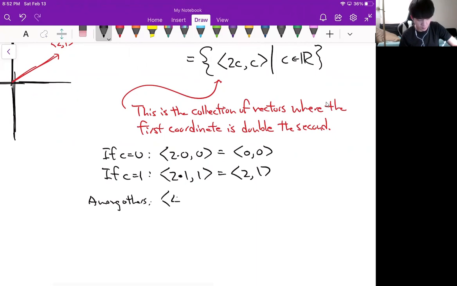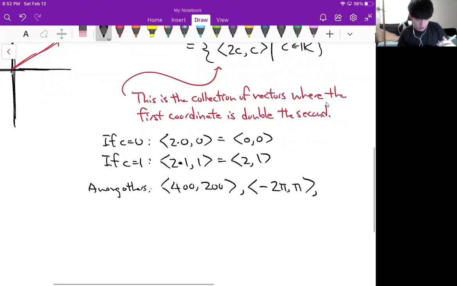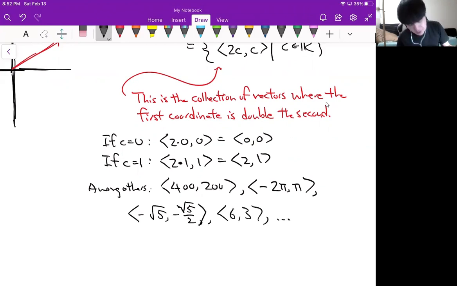Among other things, we have vectors like 400, comma 200. That's on the list because the first coordinate is double the second coordinate. 400 is double 200. You would pick c to be 200 there. I don't know, like minus 2 pi, comma pi, minus root 5, minus root 5 over 2, like 6, 3, literally anything where the first coordinate is double the second coordinate is on that list, right? Okay, so I've made you a big list and you can probably guess what else is in the span of this thing.